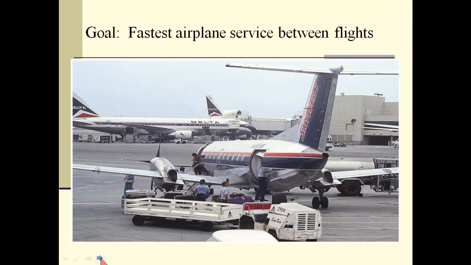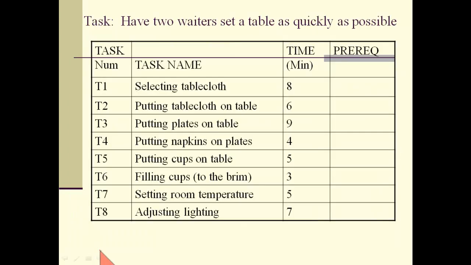Let's look at a simpler situation. Not as realistic, but easier for us to analyze. Suppose you have two waiters, and they're trying to set a table for a formal dinner. And they decide that these are the tasks that they're going to need to do. And for simplicity, we're going to number those tasks T1 through T8. They also know the approximate time that it's going to take one of them to do each of these individual jobs, time in minutes.